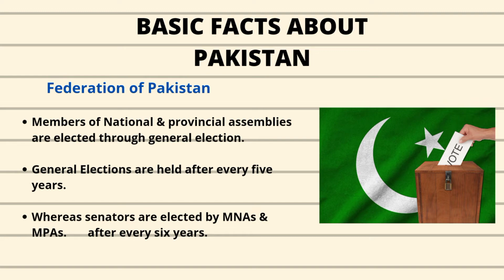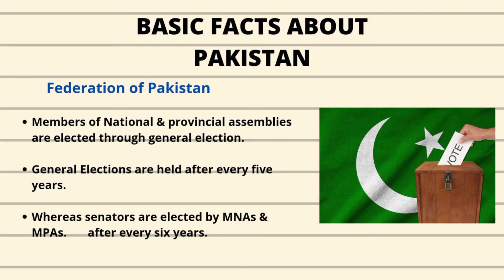General elections are held every 5 years, for both national and provincial assemblies, on the same day. Whereas the senators are elected by the MNAs and MPs every 6 years. Senators belong to the upper house. We explained this in the first or second slide. I don't remember. If I am wrong, very sorry.